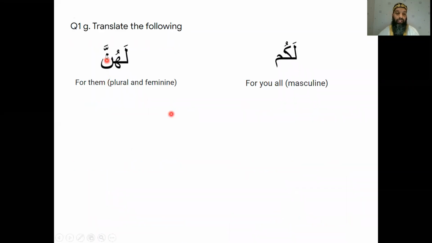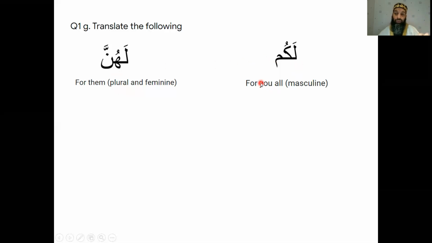Next one. Lahunna. Hunna, somebody mentioned, has the shaddah of women, the W of women. So lahunna, for them, women only, exclusively. Lakum, for you all.